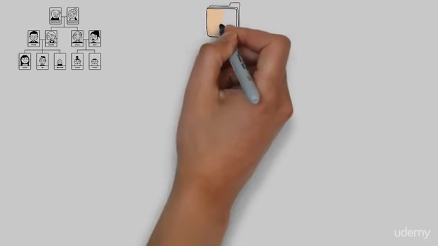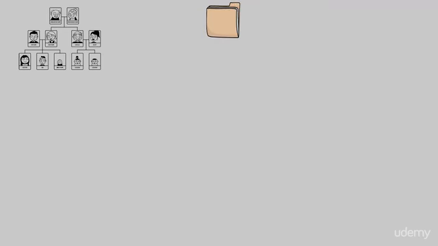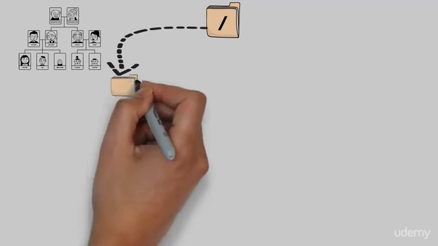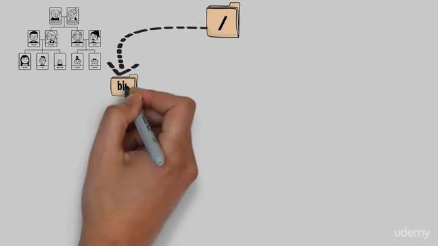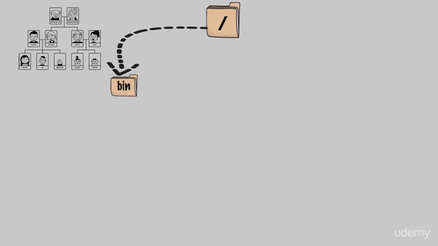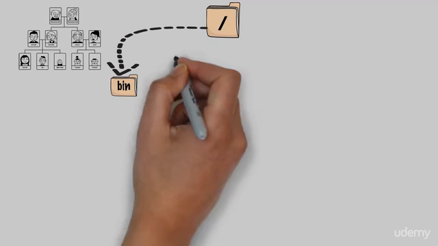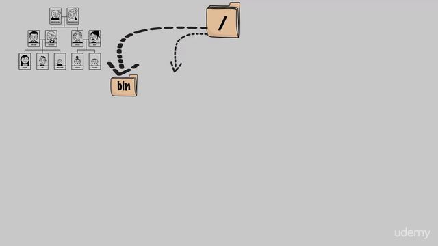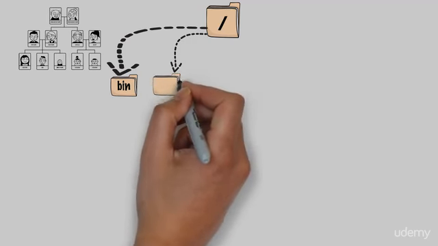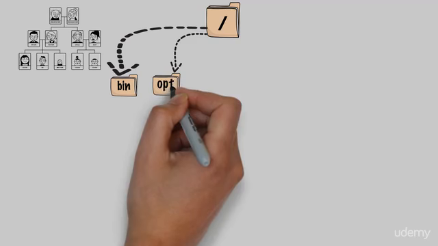Now we will take a look at how the Linux file system is structured. First, we have the root directory, which is the first or the topmost directory in our tree. It is represented by a /. Under the root, you will find many subdirectories, but we will only cover a subset of those in this video. You will find the bin directory, which stands for binary. This directory contains executable programs and commands that can be used by all the users on the system.